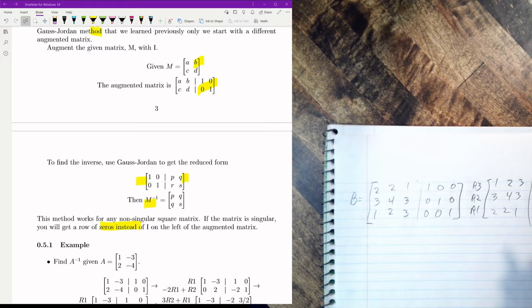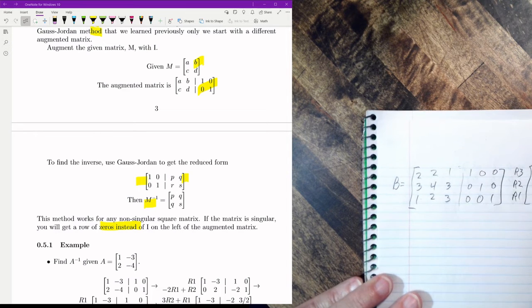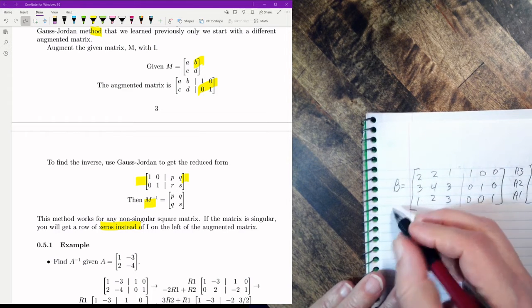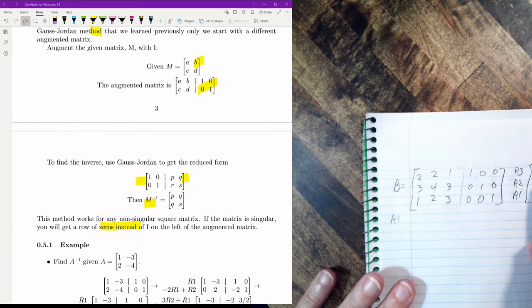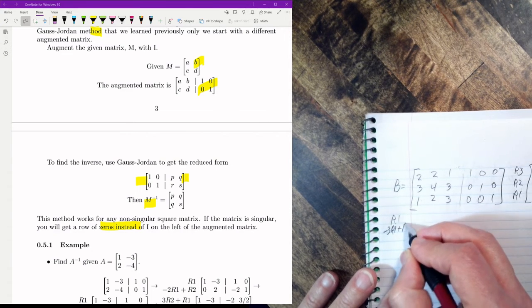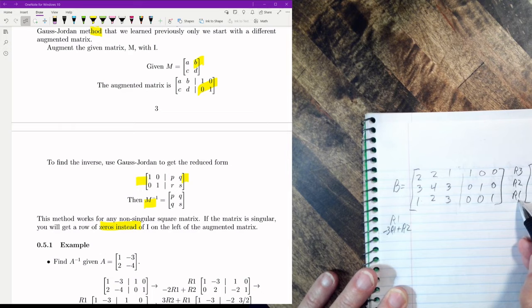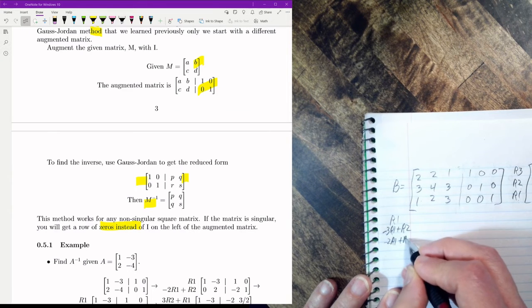So now that's our pivot, and we're going to eliminate the first column. Row 1 stays the same. Row 2 is minus 3 row 1 plus row 2. And row 3 is minus 2 row 1 plus row 3, sorry.